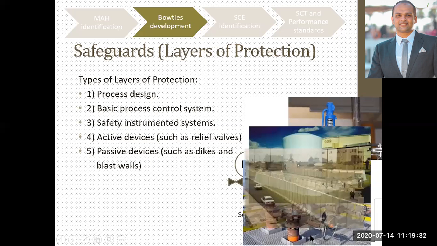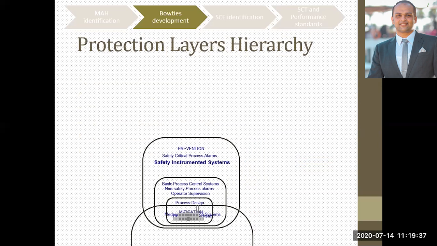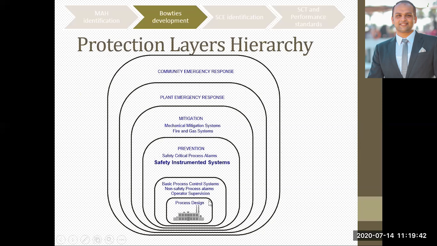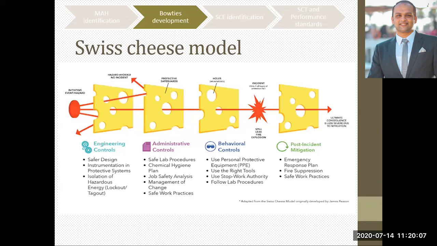And at the end, human action: evacuation. So this is a very common way of categorizing the layers of protection, starting from process design till the last thing, which is emergency response. Going through the basic process control system, safety instrumented systems, and mitigation, where I gave you the relief system as an example. Fire and gas detection system as well is one of the most familiar mitigation systems. Then plant emergency and community emergency response. This is a representation of how you can represent the layers you have to prohibit the ultimate consequence.